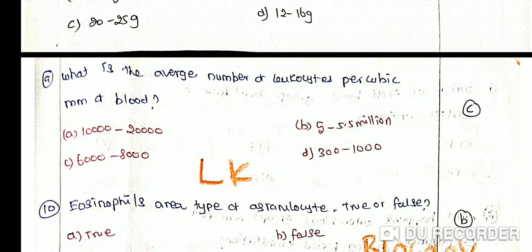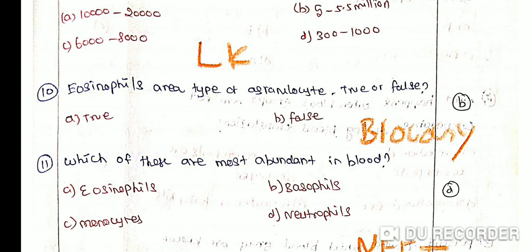Eosinophil is a type of agranulocyte, true or false? Option A true, option B false. The correct answer is option B, false. Leukocytes or white blood cells are of two types, granulocytes and agranulocytes. Neutrophils, basophils and eosinophils are the granulocytes, while monocytes and lymphocytes are agranulocytes.